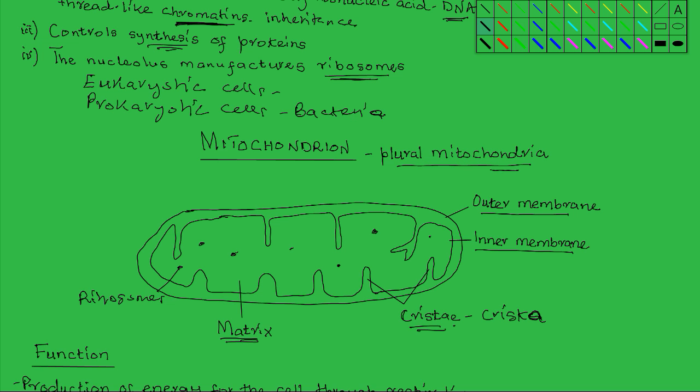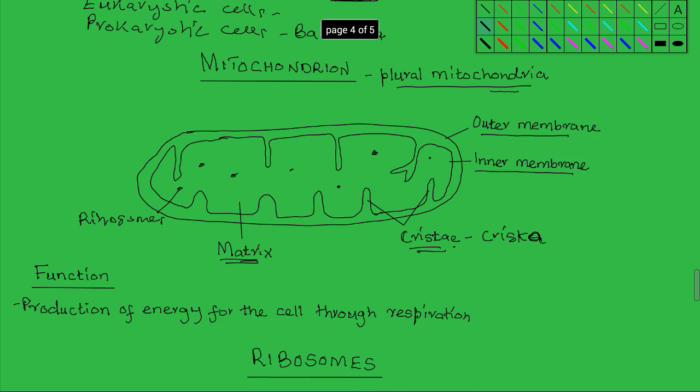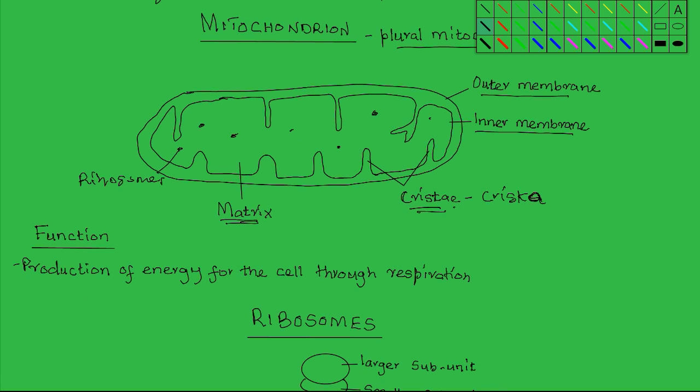So the function of the mitochondrion is that it produces energy for the cell through the process of respiration. So the mitochondrion carries out respiration through which energy is released. Cells which require a large amount of energy have numerous mitochondria in them. For example, a sperm cell. Because it moves through swimming, it consumes a lot of energy, and therefore individual sperm cells will have a large number of mitochondria to provide this energy.